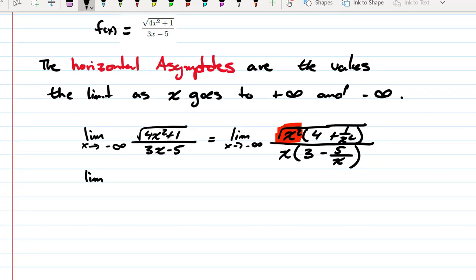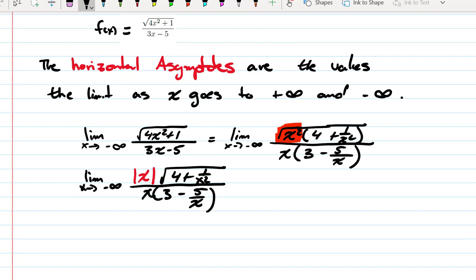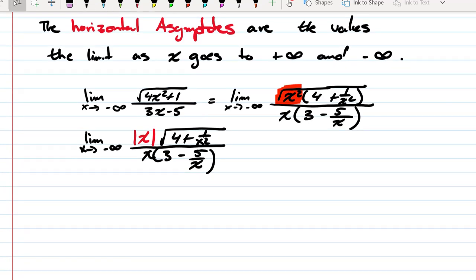And then we focus on this piece right here, where we have the square root of x squared. It's important when we're taking limits, especially if we're going to negative infinity, to recall that the square root of x squared isn't x, it's actually the absolute value of x, times the square root of 4 plus 1 over x squared, all over x times 3 minus 5 over x.